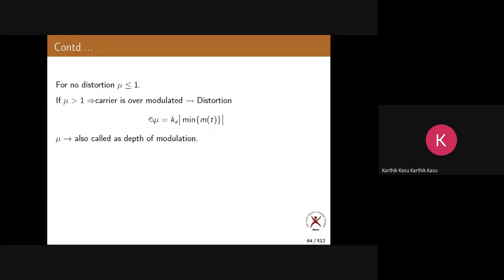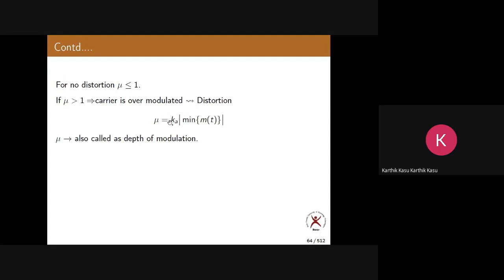So I have written here, for no distortion, mu must be less than or equal to 1. If mu is more than 1, the carrier is over modulated. So that leads to what? A distortion. Okay.